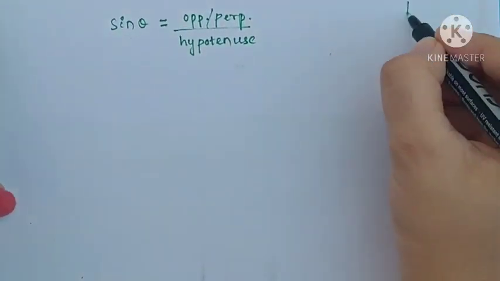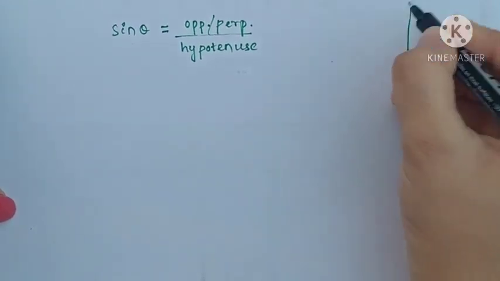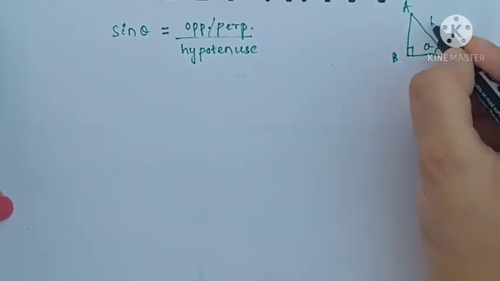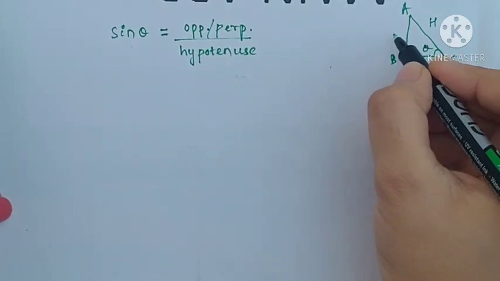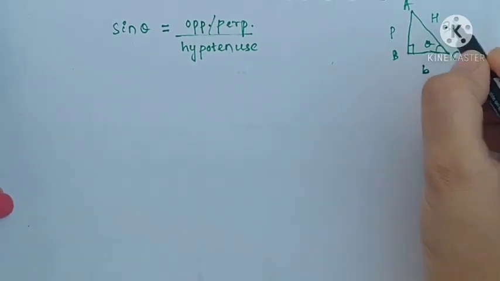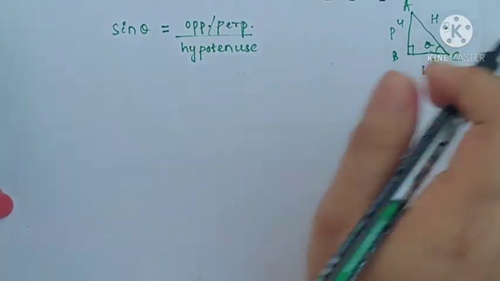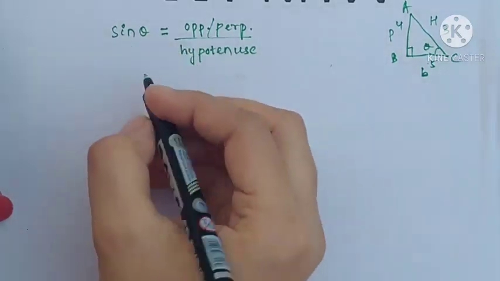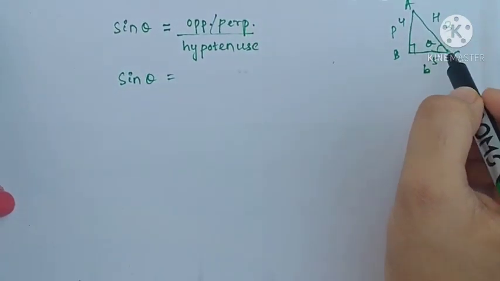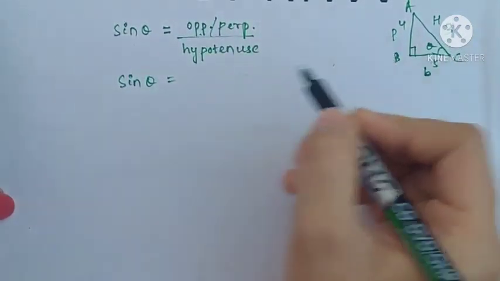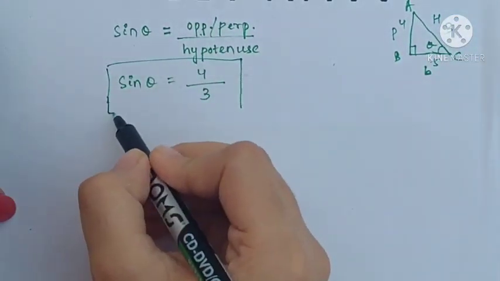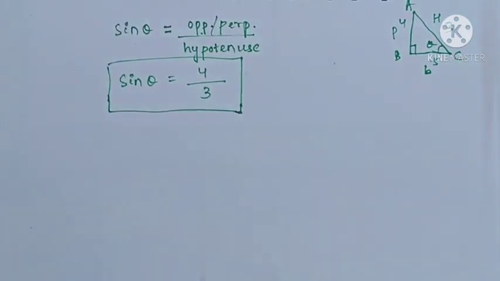So let us take a triangle A, B, C. Here this is hypotenuse, this is perpendicular, this is base, and the sides are 3, 4, 5. Let us take the numbers to find the value of sine theta. So sine theta is equal to perpendicular by hypotenuse. So perpendicular is 4 and hypotenuse is 3. Sine theta is equal to 4 by 3.